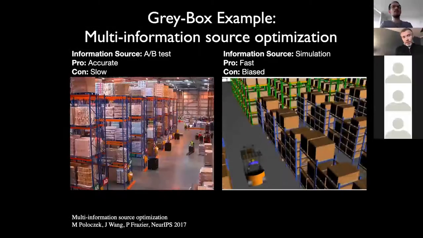And then the final example that I'll tell you about is something that we call multi-information source optimization, also called multi-fidelity optimization, where we have what we call information sources. So one typically would be the objective function. You can imagine that I'm optimizing some inventory management policy or some policy for picking parcels from a warehouse in order to ship them in an e-commerce sort of setting, right?